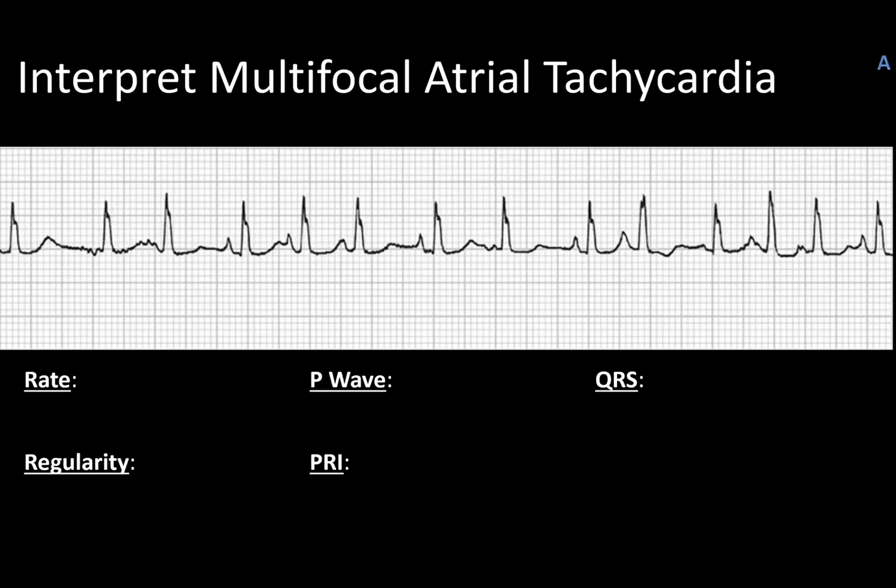Okay, so let's take another look at multifocal atrial tachycardia, also known as MAT. How do we do it? Well, this is a 6-second long strip. It's obviously irregular. So let's go ahead and count these out. 1, 2.